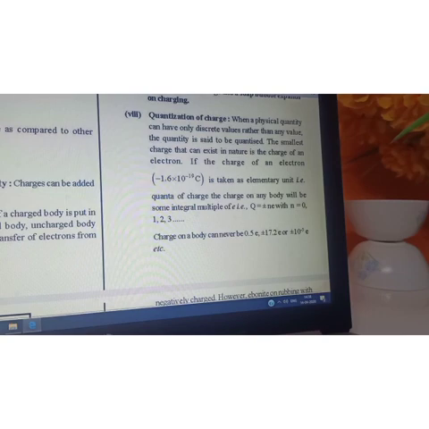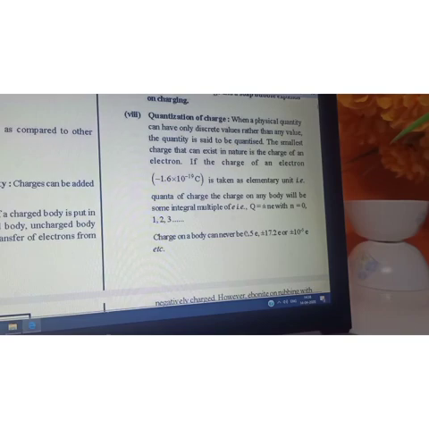So in this chapter you have to know that charge cannot be divisible, and charge on a body can never be 0.5 or plus minus 17.2 and so on. So if a question is given asking whether 0.5 electron is possible or not, then straight away you have to write down that this is not possible.